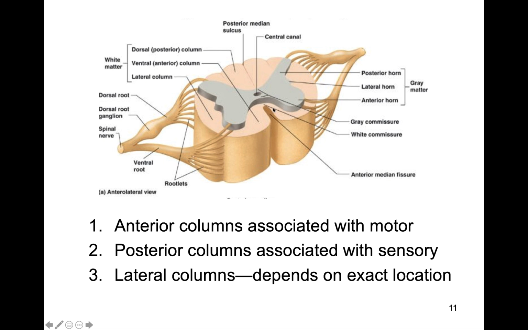Anterior column is going to be associated with motor. So same thing as the anterior horn, that's associated with motor. So this is associated with motor. Posterior is associated with sensory. And then the lateral depends on the exact location. So it depends where it's at, if it's in the thoracic area or the lumbar area.